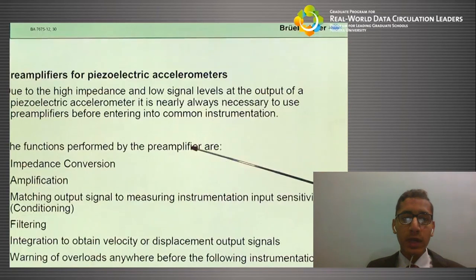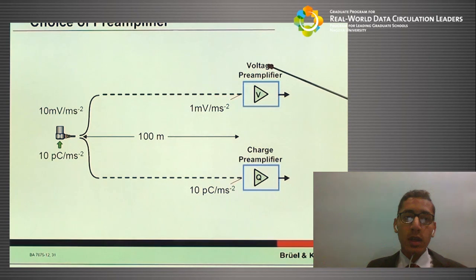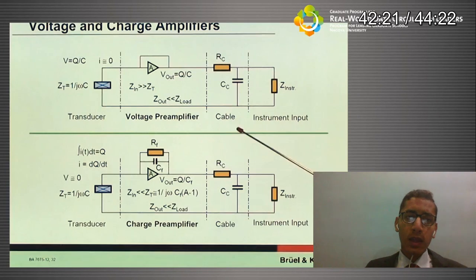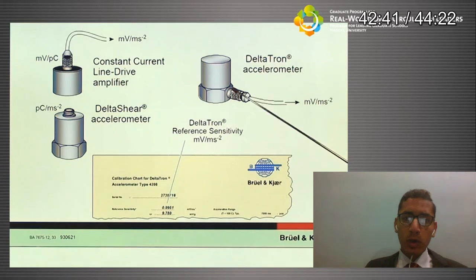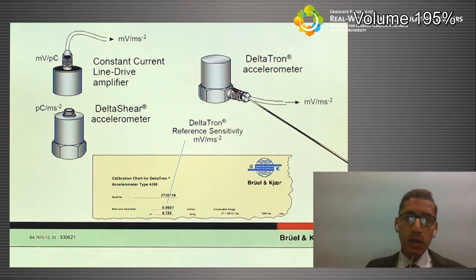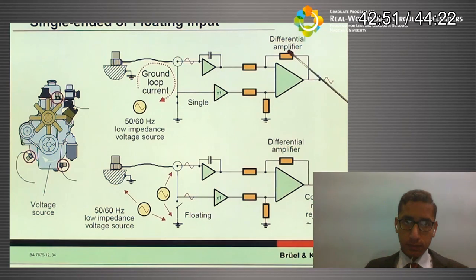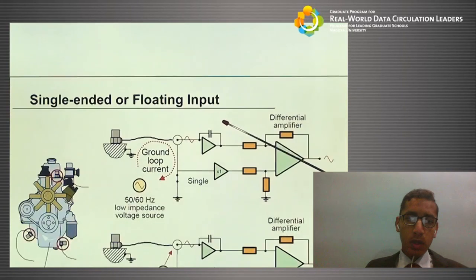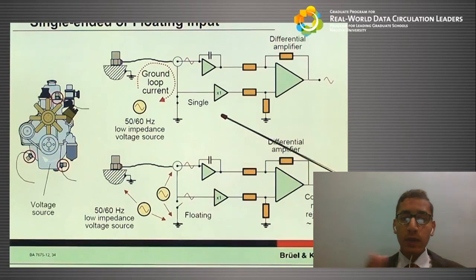Then we have preamplifiers for piezoelectric accelerometers. We have the choice of preamplifiers. Which one do we choose? Do we choose the voltage preamplifiers or do we choose the charge preamplifiers? Then we move on. Single-ended or floating input. We have either single-ended input or we have floating input, and how do we use it in our chain.